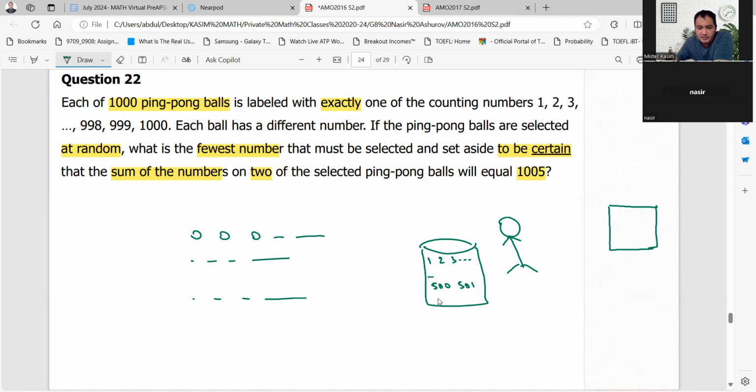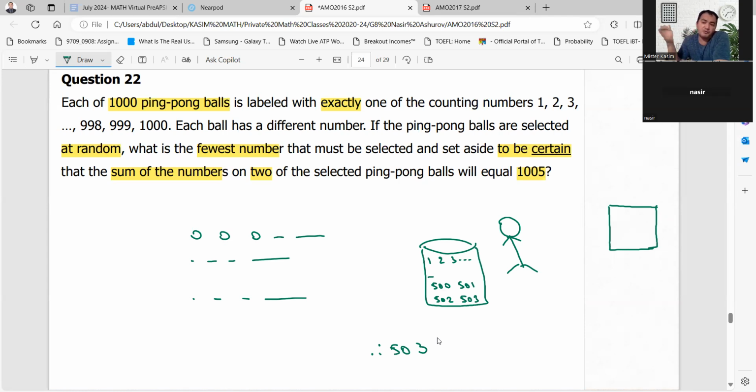Still not, and 502, is that still not right? If I add 503, now I know that it is 502 and 503, the sum is 1005, right? Yeah. So among these 1000 balls, if you choose 503 balls at random, it doesn't matter how you choose, I can tell you exactly, because I'm 100% sure, that there are at least two balls whose sum is equal to 1005.